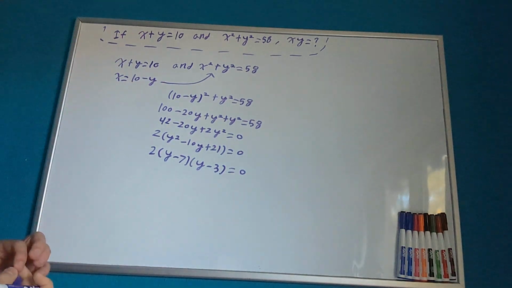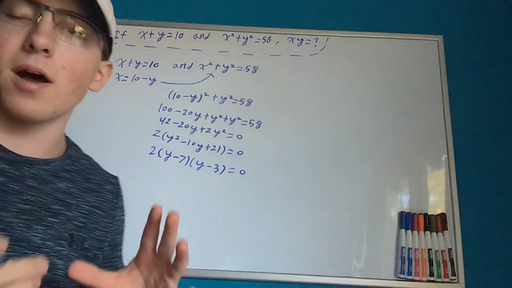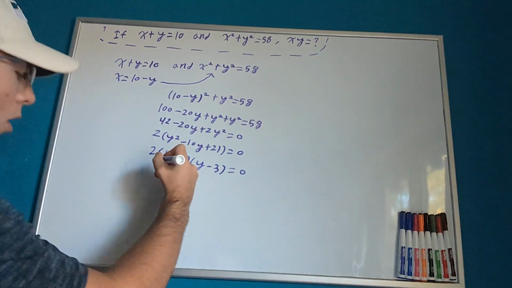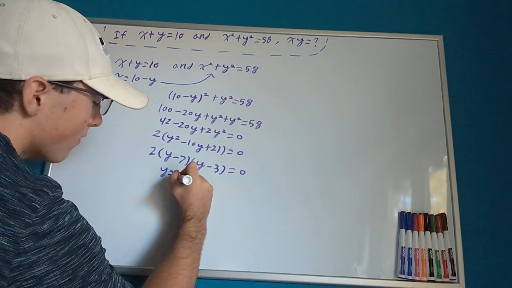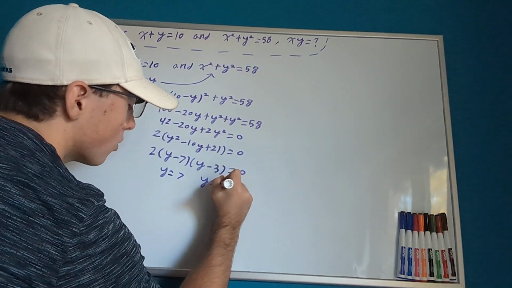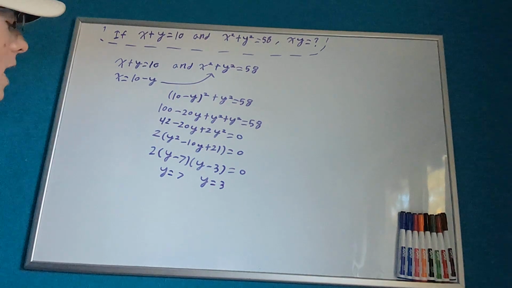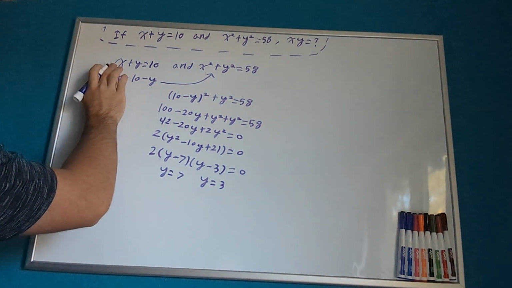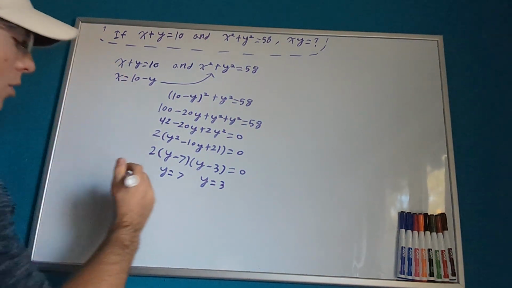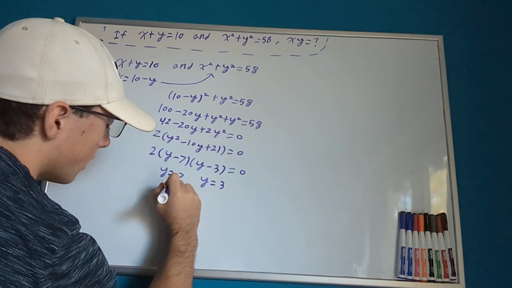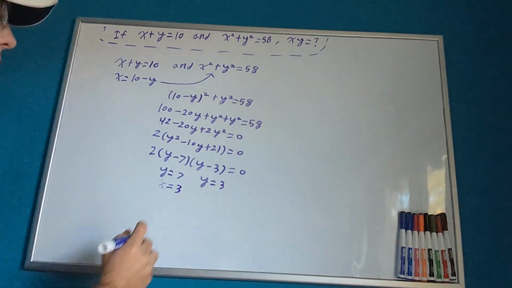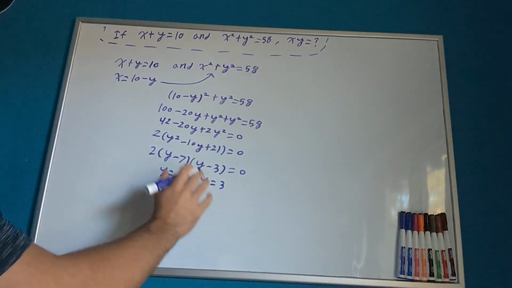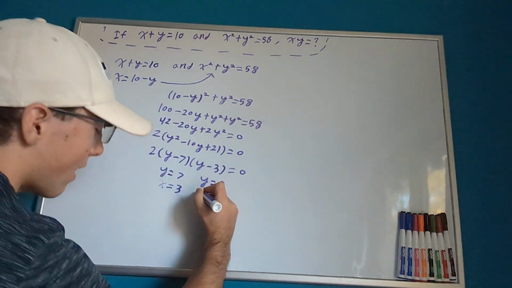Then, well, we have kind of an issue. We have two possible values of y. We'll have y equals 7 and y equals 3. Well, if y equals 7, let's just go up to this up here. What does x equal? x will equal 3. Then if we take y equals 3 and put it in here, we'll get x equals 7.